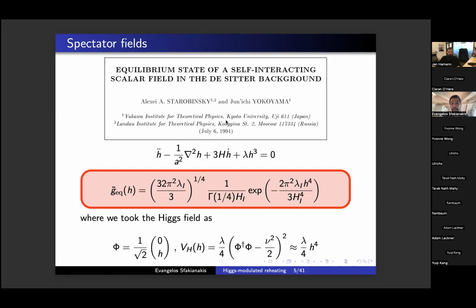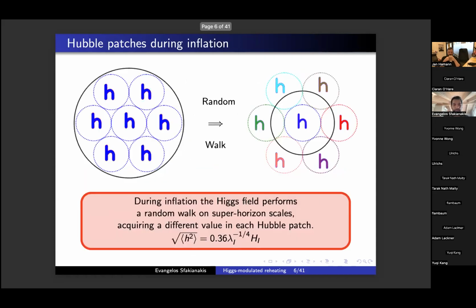This is what was calculated in this paper. And this is the equilibrium probability density function of a quartic scalar field on a de Sitter background. And again, we assume the background is exactly de Sitter. Of course, inflation is not exactly de Sitter, but that is not that important for the discussion. Okay, so what happens during inflation?